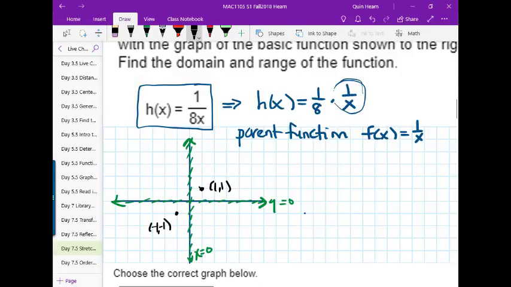And remember, it follows along these asymptotes. Looks like this. This graph is actually called a hyperbola. If you take pre-calculus, you'll learn about graphing hyperbolas.